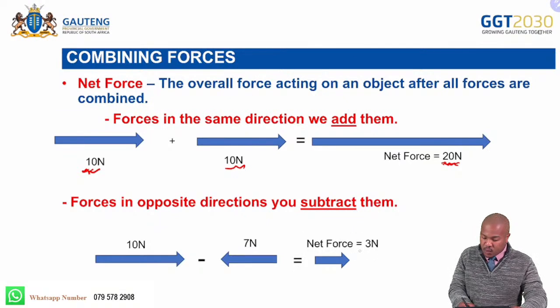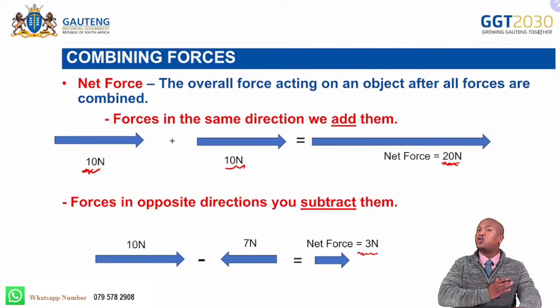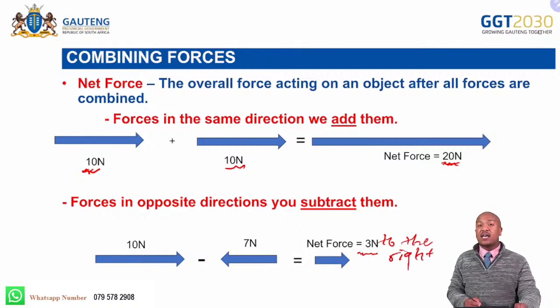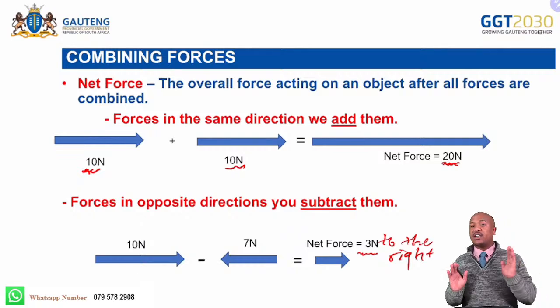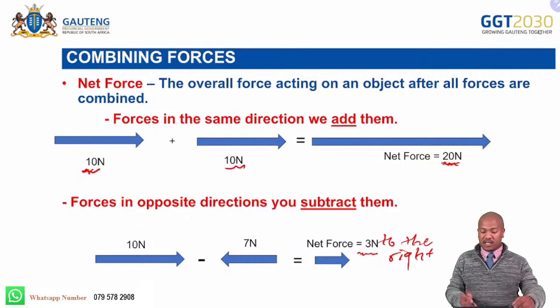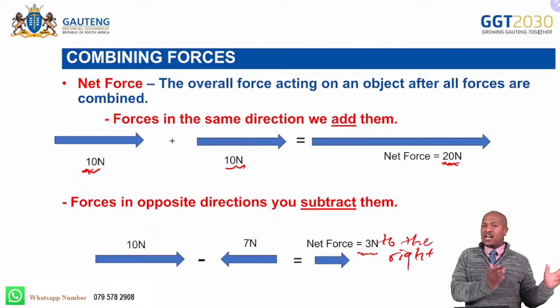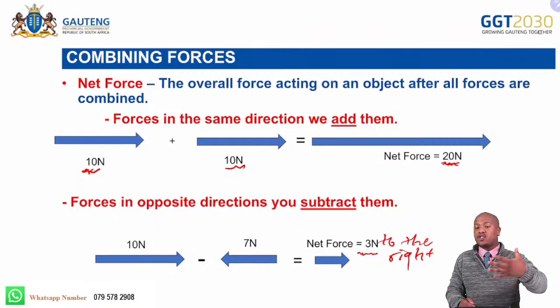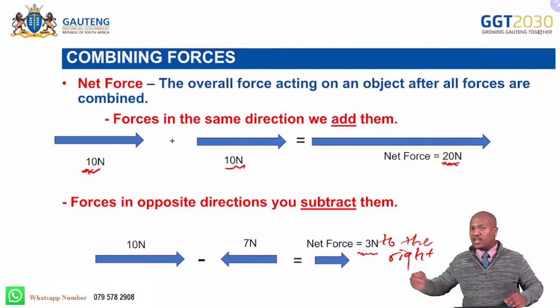Our net force here is 3 newtons of force to the right. Why are we saying to the right? This is because the one which is pushing to the right has much more force than the one that is pushing to the left. So therefore, it cancels this one to give us a whole net force of 3 newtons to the right.